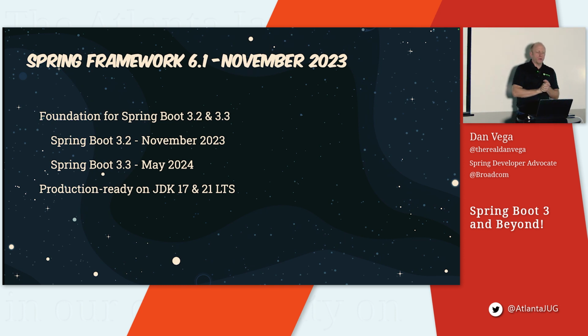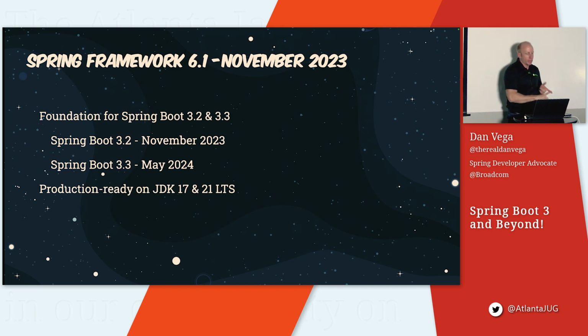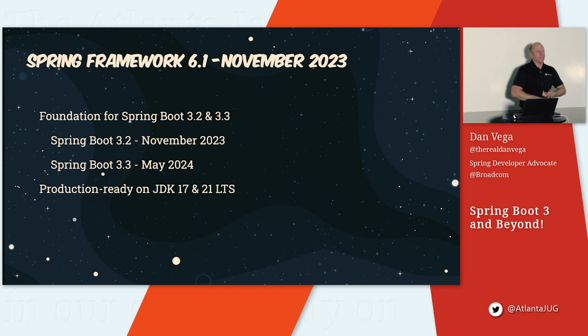code. Okay, so Spring Framework 6.1 came out in November. That is the foundation for Spring Boot 3.2 and 3.3, which is coming up very, very soon, in May, in fact. And again, production ready on JDK 17 and 21. If you want to use the virtual thread stuff, you have to be on 3.2 and JDK 21.